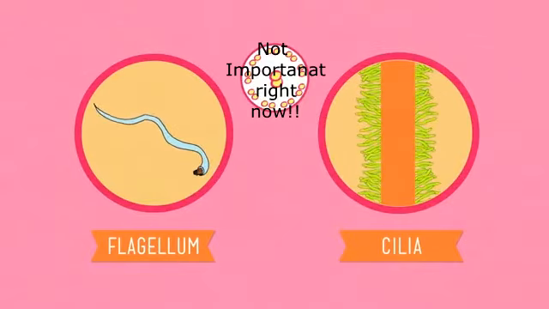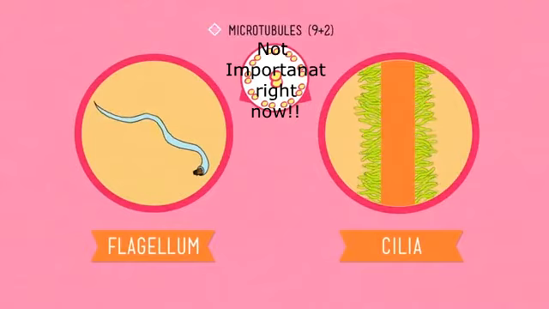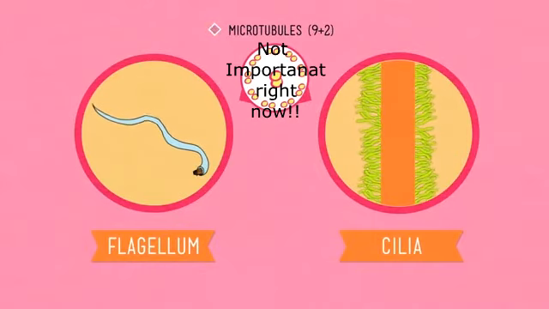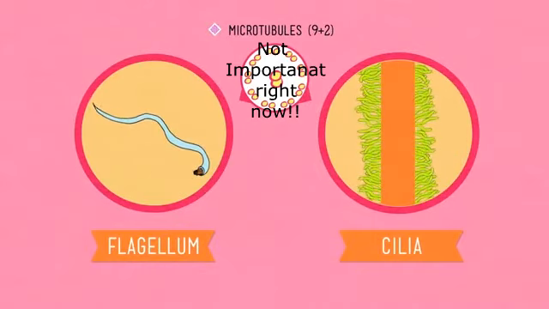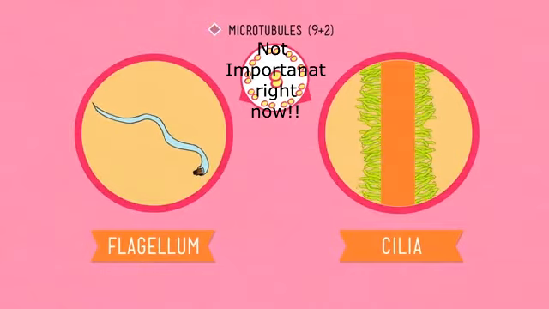Cilia and flagella are made out of long protein fibers called microtubules, and they both have the same basic structure: 9 pairs of microtubules forming a ring around 2 central microtubules. This is often called the 9+2 structure. Anyway, that's just so you know, when you're approaching the city, watch out for the cilia and flagella.